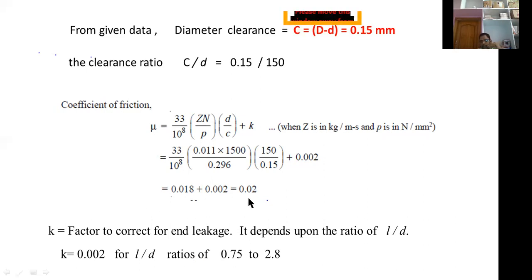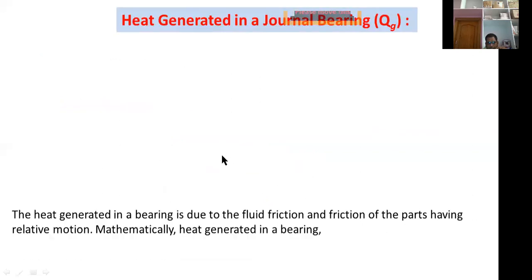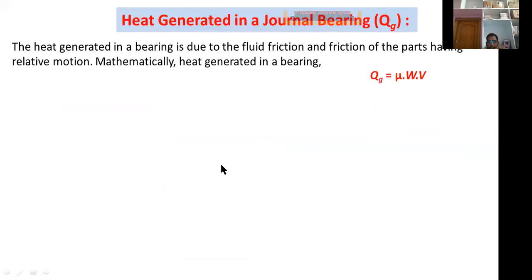Okay, no units for coefficient of friction. So by using this value, that is by using coefficient of friction mu equal to 0.02, you have to find the value of amount of heat generated. Already we know that the formula for amount of heat generated is Qz equal to mu into W into V.